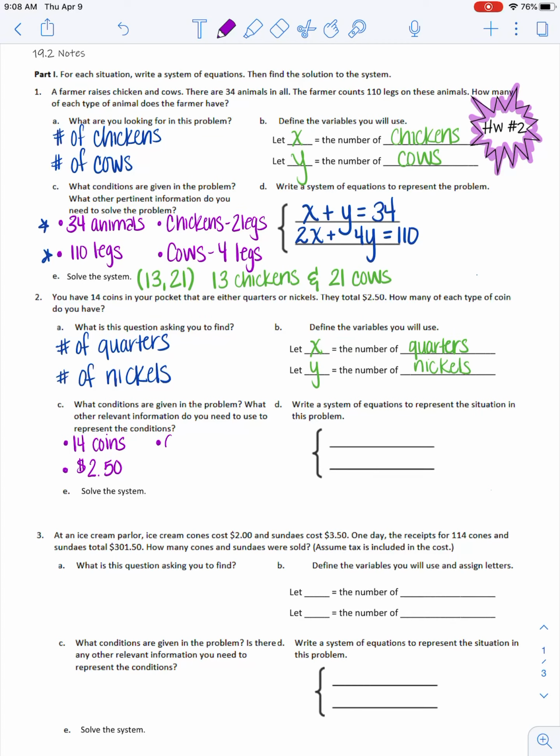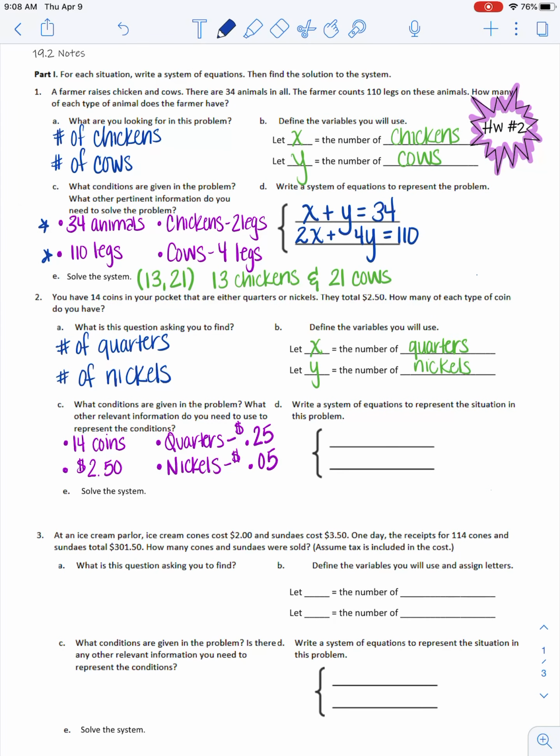So we know that quarters are 25 cents, and we know that nickels are 5 cents. Because our constraint is $2.50, we want to make sure that we're writing our costs for quarters and our costs for nickels in terms of dollars. So that's why I have 0.25 and why I have 0.05.